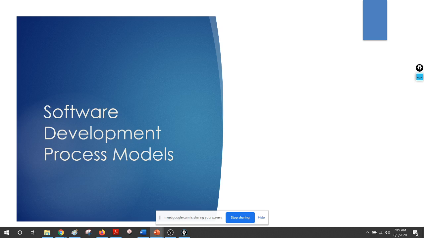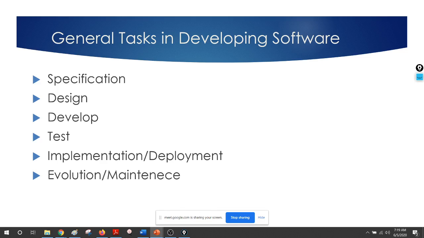Now we are moving to the software development process model. So applying these things, we can develop software in different approaches, right? The general tasks in developing software are: specification, design, develop, test, implementation, evolution. So that is obvious. Why? In a software development team we have software engineers. Software engineers do things in this way, right? They deliver specification, design, develop, test, implement, evolution. So of course every software development project is going to go through that. So that is why every software development project has only engineers, right?